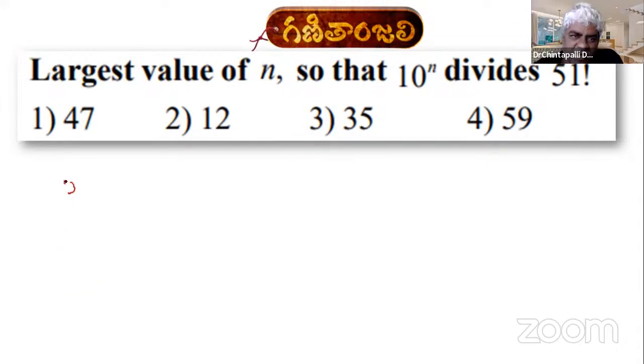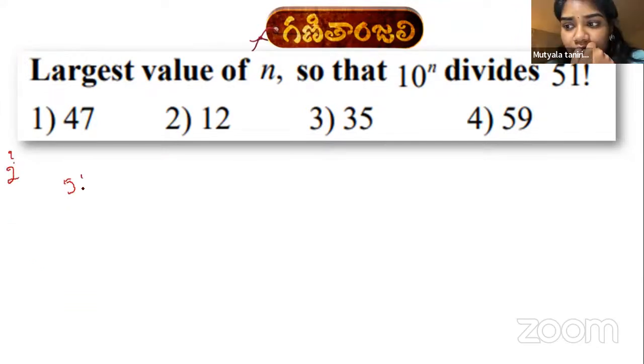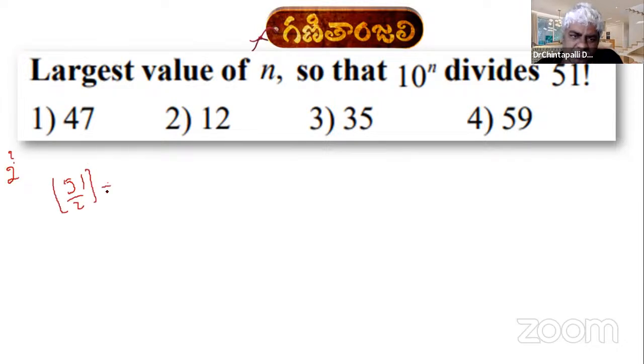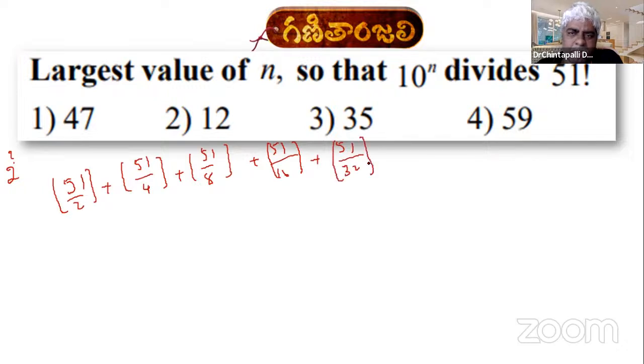First of all, we need to find 2 power something. To find it, step of 51 by 2, plus step of 51 by 2 square, that is 4, step of 51 by 2 cube, 8, 51 by 2 power 4, 16, 51 by 2 power 5, 32, 51 by 2 power 6, 64. What is its value? Step of 51 by 2, 25, sir.